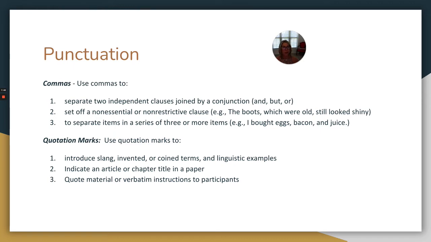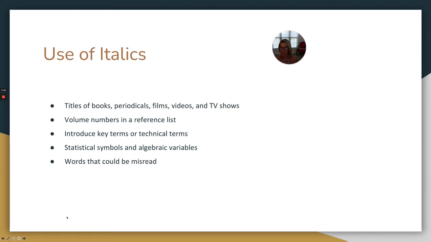Another time you use quotation marks is if you're going to quote material or have verbatim instructions to your participants in a research paper. Then it also is important that you do use italics, but you use them appropriately. The use of italics is seen in APA format for the titles of books, periodicals, films, videos, and TV shows. For the volume numbers in your reference list, it's italicized.